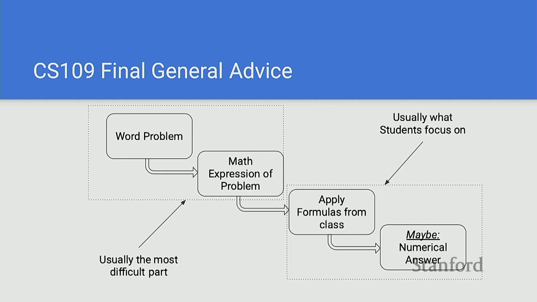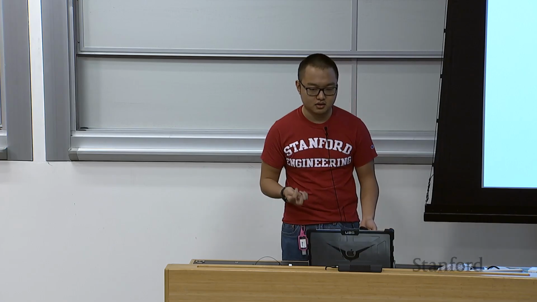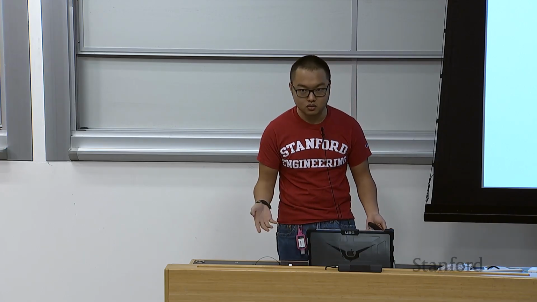So first up, here's CS109, the general advice. Usually students focus on how to apply formulas from class, maybe try to get a numerical answer. One example is how to take a derivative from an MLE. That's actually quite challenging, but once you know how to take a derivative, it's pretty straightforward. The hard part is usually the modeling. So log likelihood, actually finding the distribution for a log likelihood if we don't tell you.